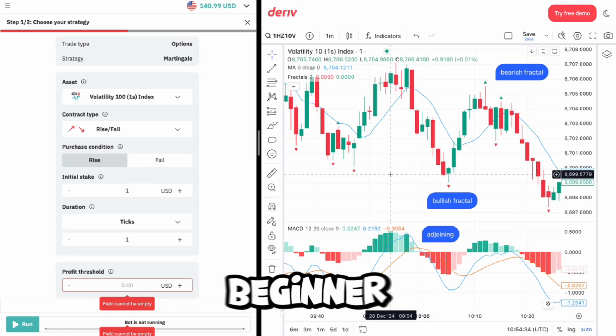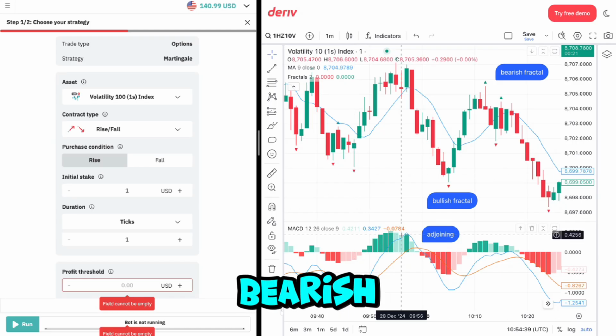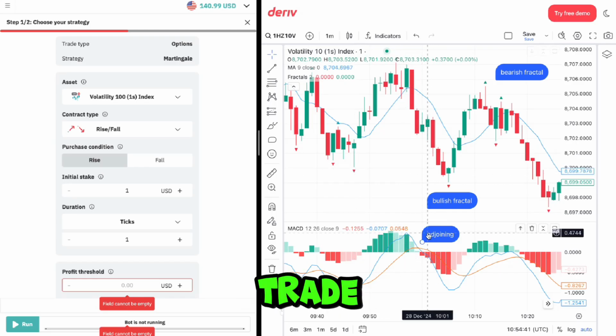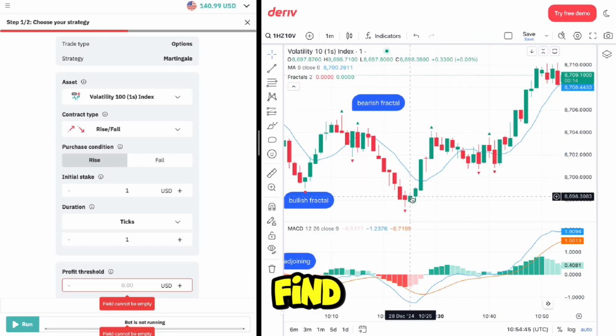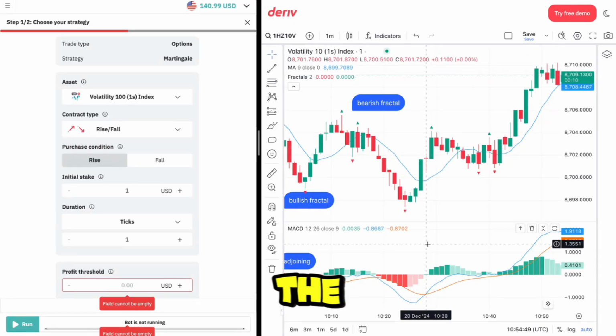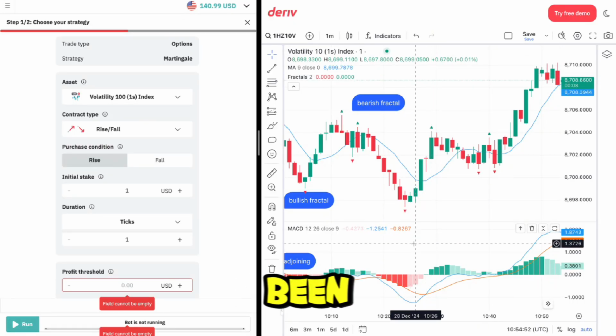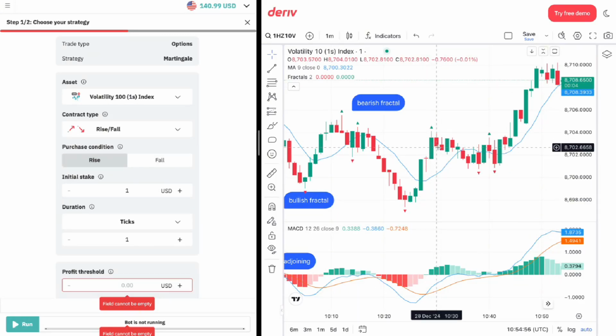So for a total beginner, just wait for the fractal to show either bullish or bearish, and then trade, and ensure the adjoining also happens. So for example, let's find some places where it has happened. So the fractal showed here, the MACD delayed. So this would not have been a good market. But it joined here and the fractal showed.